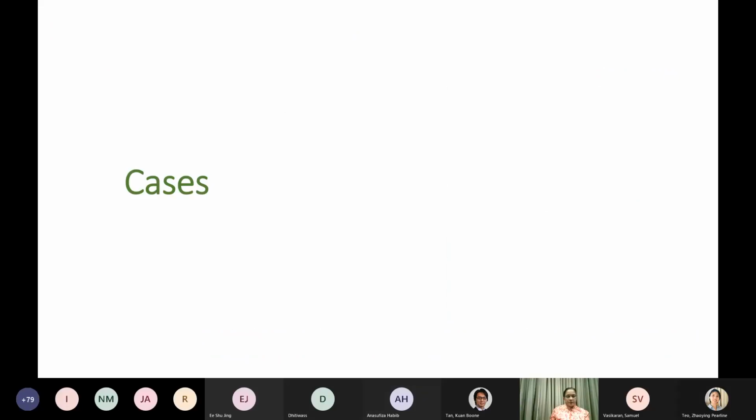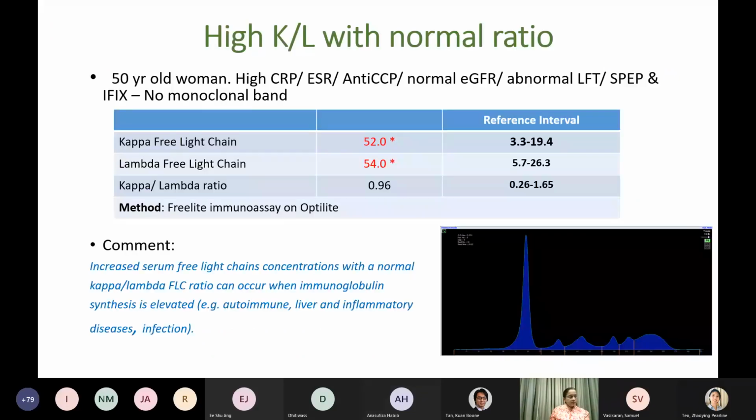We will go through a few case studies related to free light chain measurements. These are a few case studies from my lab. So we use Freelite immunoassay on OptiLite.